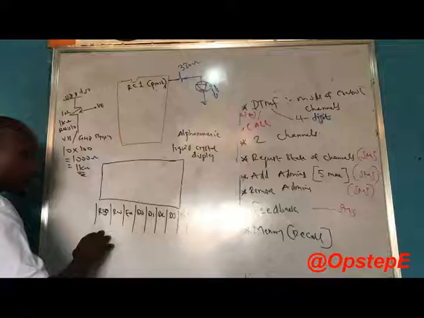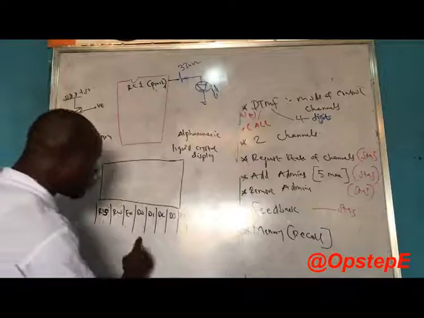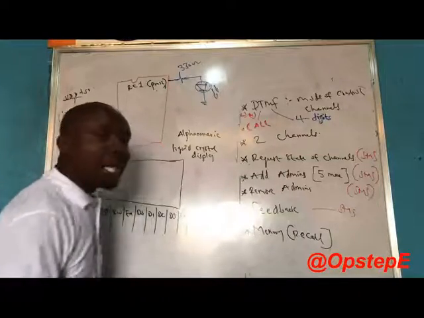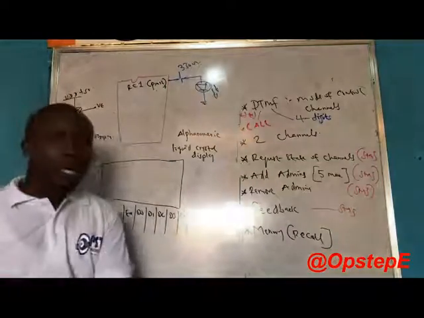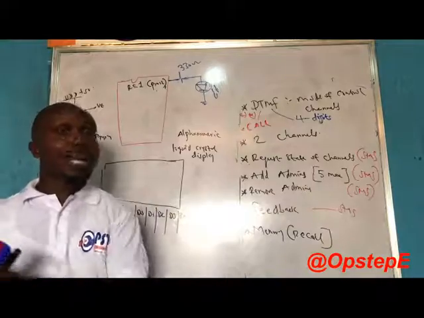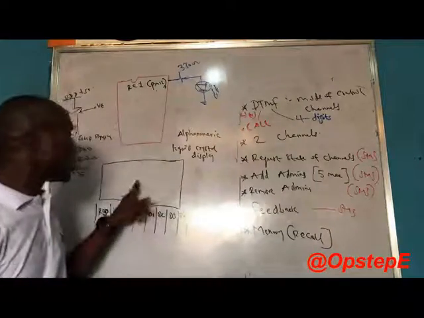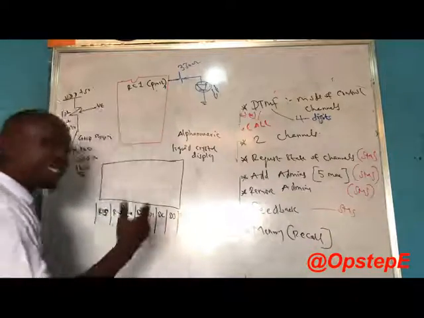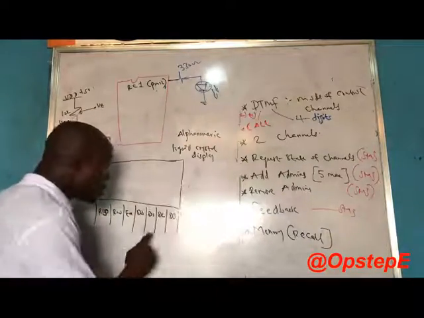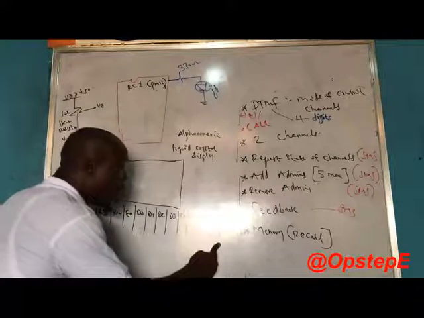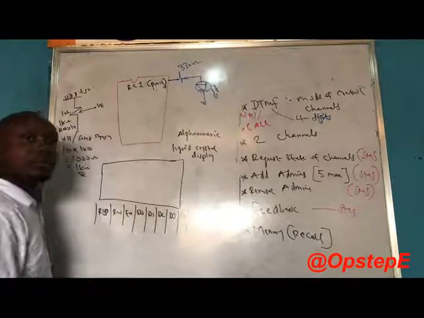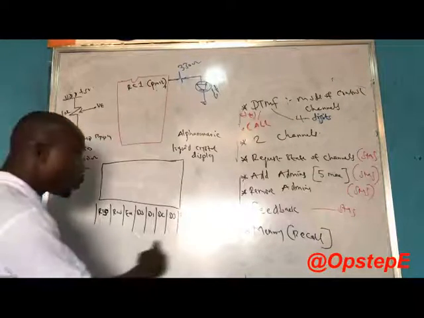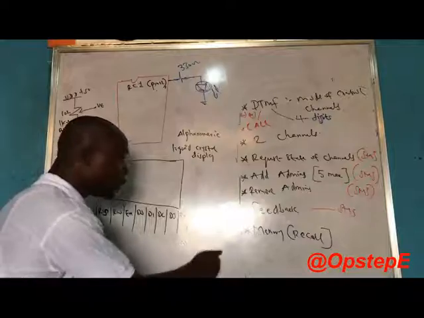Right. We now have D0 to D7. Your D0 to D7 is the point where characters from your microcontroller are sent into the LCD. But there are two ways. You can send characters or information into the LCD using D0 to D7 or using D4 to D7. Do you get what I say? You can use D0 to D7 or D4 to D7.